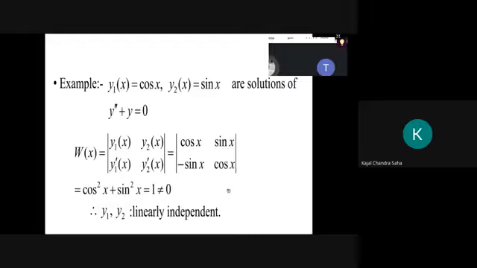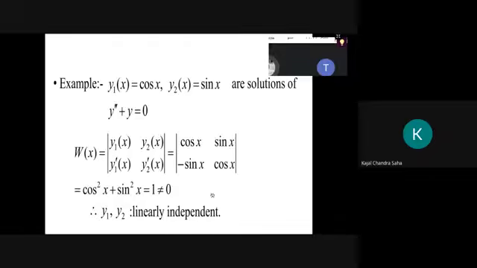Okay, next there is an example. Suppose that y1 equal to cos of x and y2 equal to sin of x are the solutions of y double prime plus y is equal to 0. Okay, this is the fundamental set of solutions. Now we check whether these two solutions are linearly dependent or independent. For that we have to check the Wronskian. If the Wronskian value is non-zero, then we say that these two solutions are independent. If the Wronskian value is 0, then we say that these two solutions are dependent on each other.